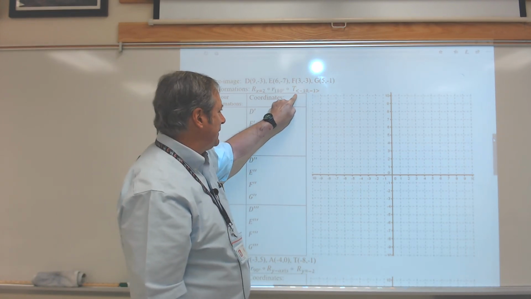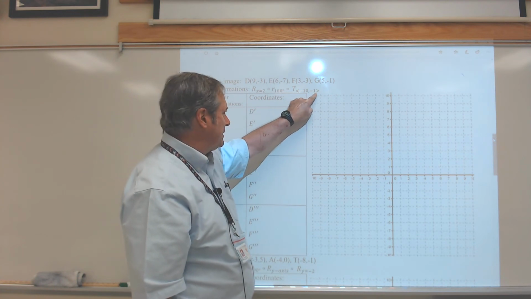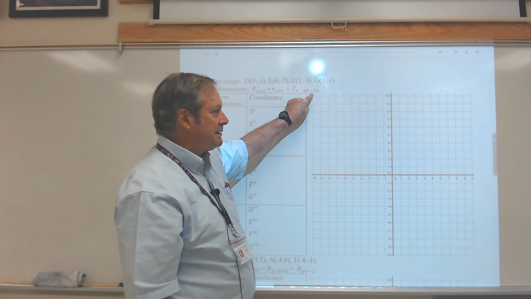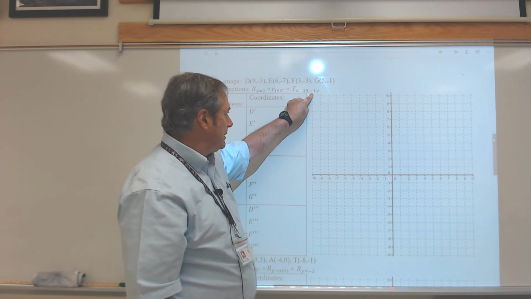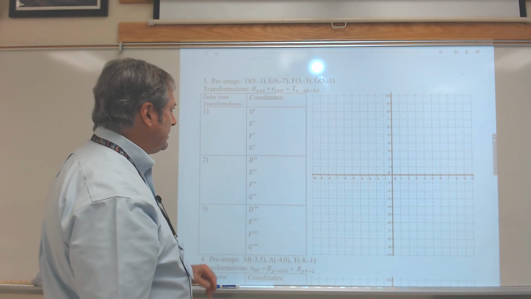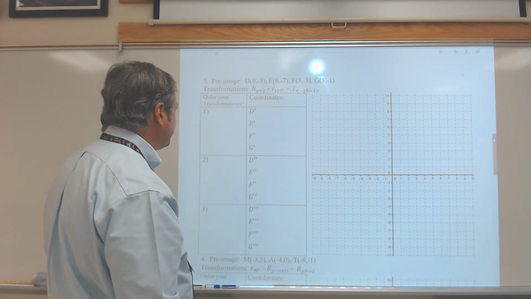Now this notation is different, but you can probably figure out what we're going to do. Once the translation, we're going to go left 10 and down 1. It's different than the notation we use in North Carolina, but that's fine. We can figure it out.